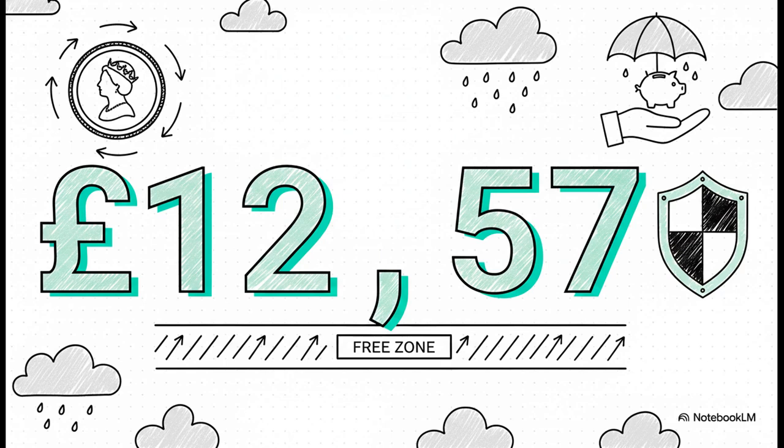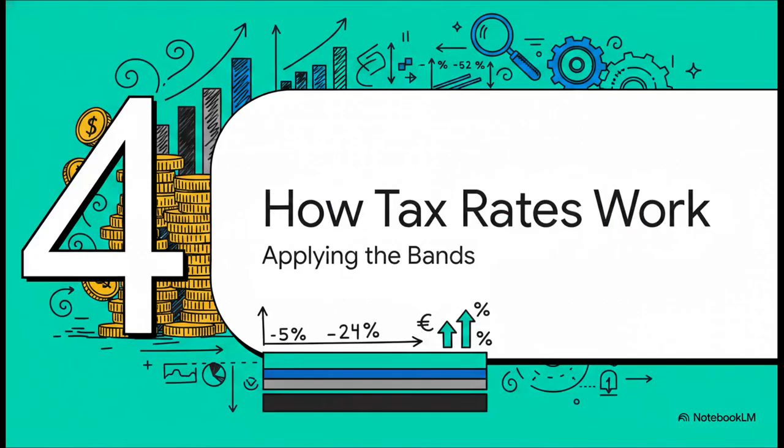And that personal allowance we just mentioned? Right now, for the 2025-26 tax year, the standard amount is £12,570. Think of it as your tax-free buffer. It's the amount you can earn before you have to pay a single penny in income tax. All right, we've got our taxable income figure. Now for the final part of the calculation, figuring out how the tax rates actually work.